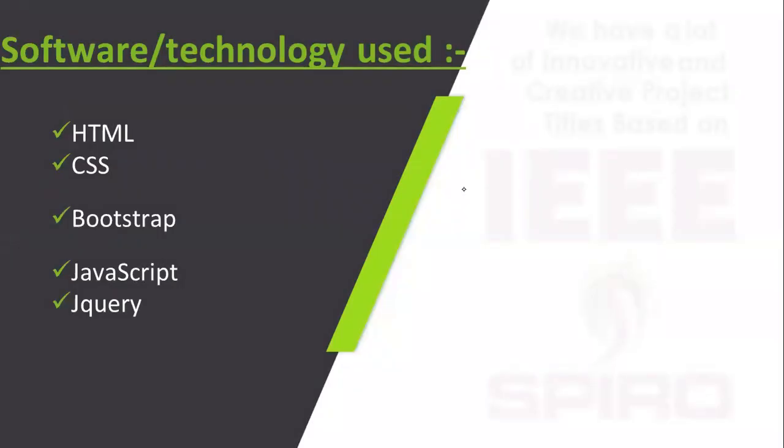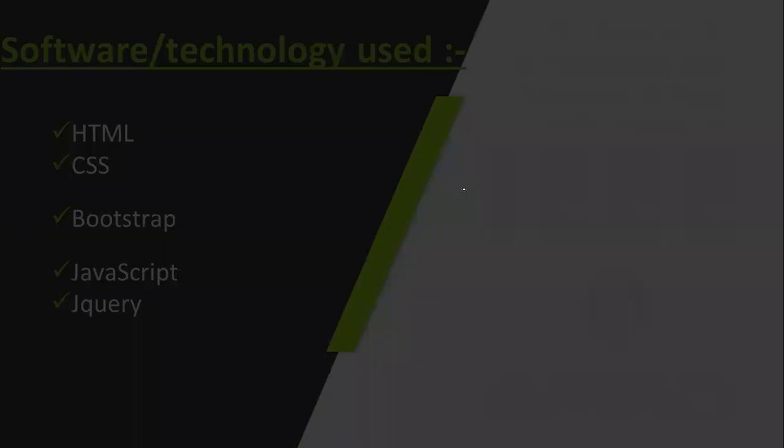Software technologies used: HTML as layout, and HTML is for web page creation, the layout for websites, and CSS for designing, for coloring, like that. Bootstrap is like CSS. And we use JavaScript and jQuery. JavaScript is for handling the functions of the front end, and jQuery is also similar to JavaScript.